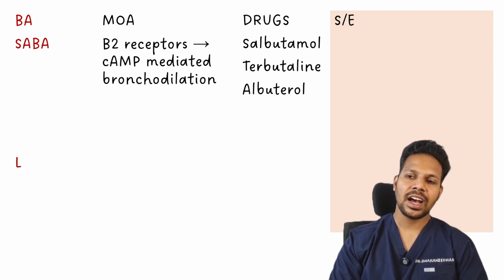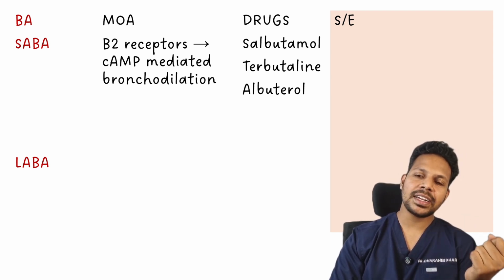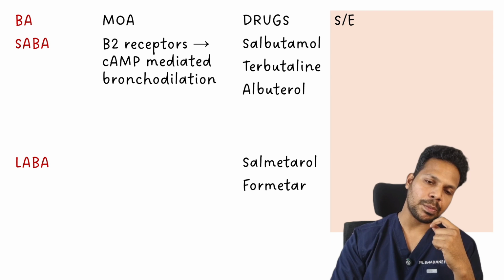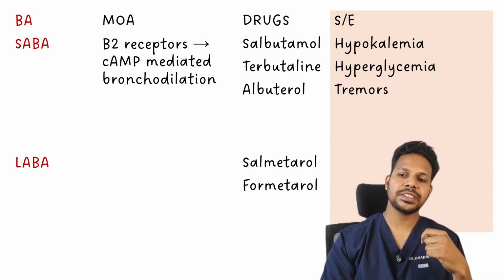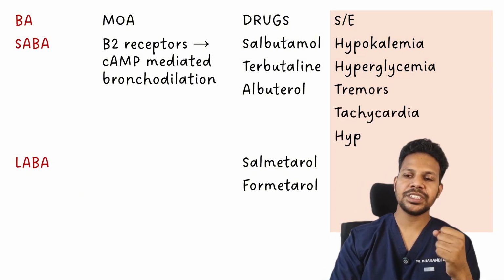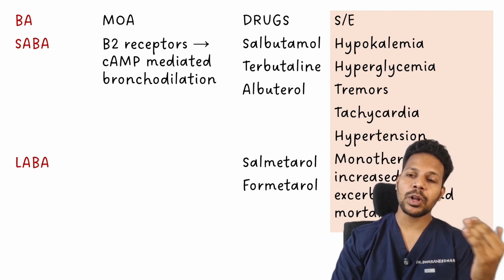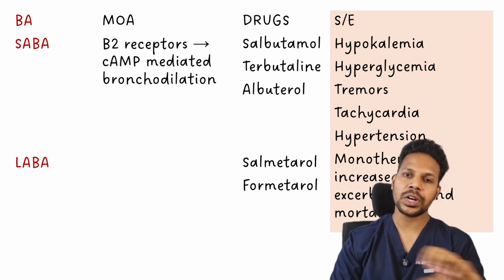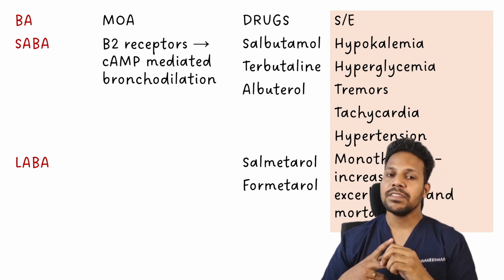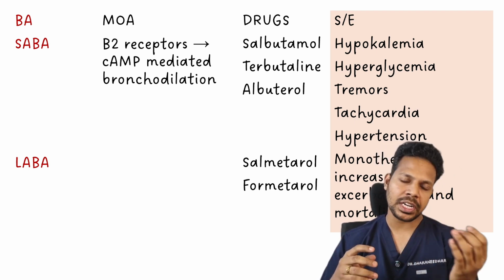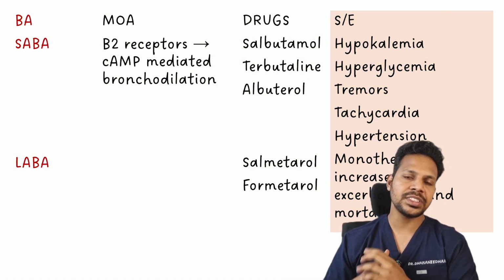And the side effects are hypokalemia, hyperglycemia. The long-acting beta agonists that we commonly use are salmeterol and formoterol. The side effects are hypokalemia, hyperglycemia, tremors, tachycardia, hypertension, and monotherapy should not be used because usage of monotherapy for a longer period of time will reduce the eventual effect on the bronchodilation, and the patient will have increased exacerbations and increased mortality. That is why we stopped using monotherapy of short-acting beta agonists or long-acting beta agonists. We only use these drugs in combination with inhaled corticosteroids in patients of bronchial asthma.